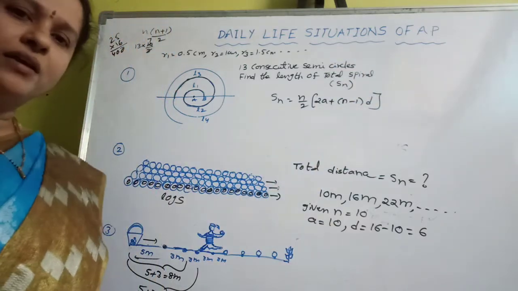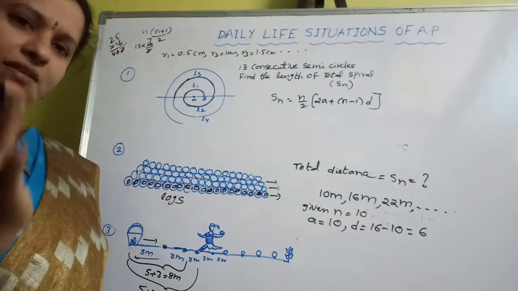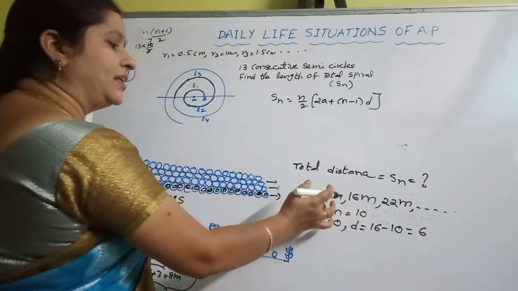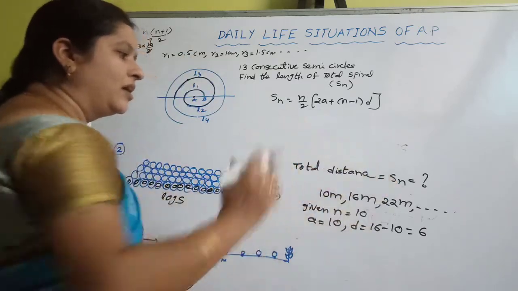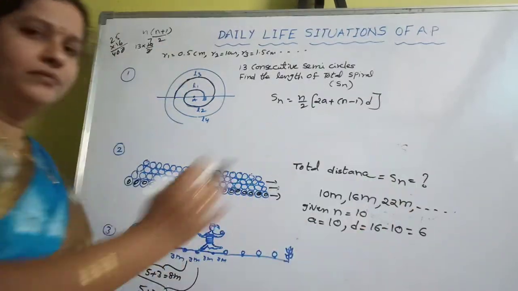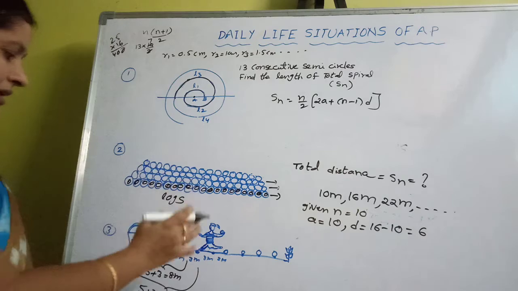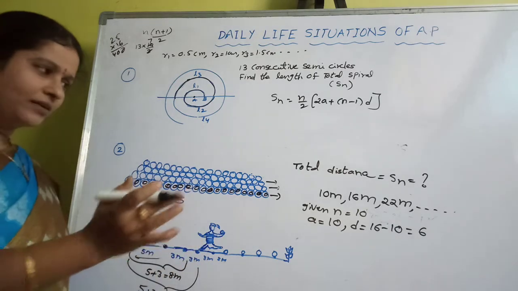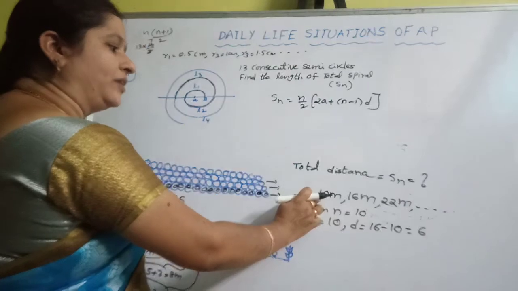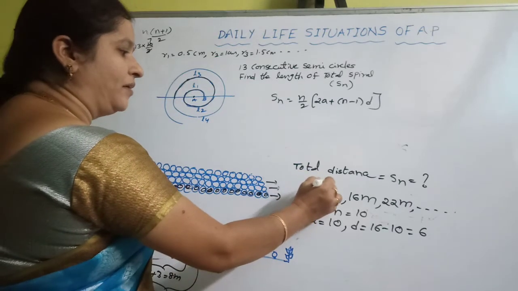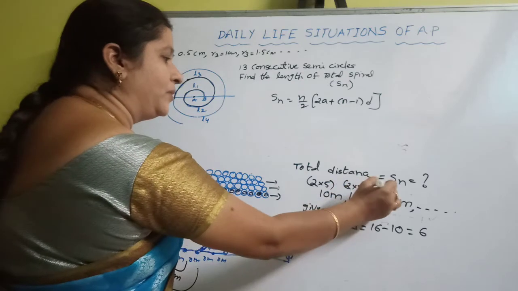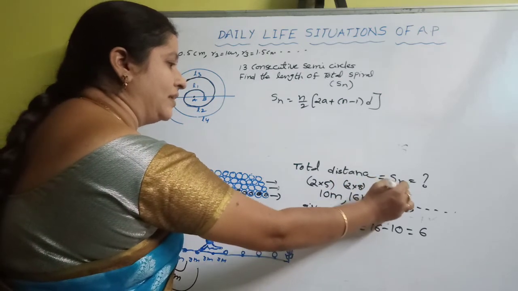First you have to check whether the statement is in arithmetic progression or not. So for this one, first you have to find the series: 10 meters, 16 meters, 22 meters. These are all distances only. This is the distance between the competitor and the bucket in two directions. So first one 2 into 5, 10. 2 into 8, 16, again 2 into 11, 22. So this is the series.